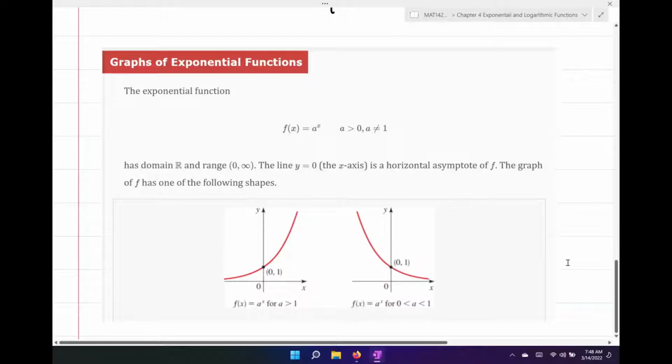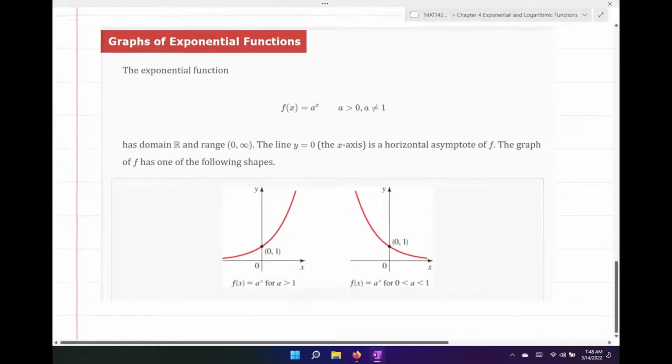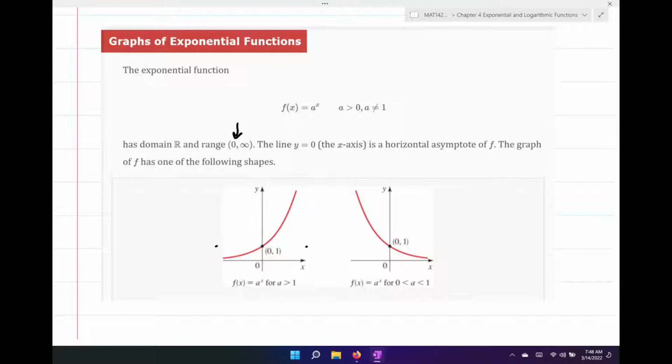All right, and here we go right here. So we got this nice definition that the book has provided for us. The exponential function f of x equals a to the x, where a is greater than 0 and a is not equal to 1, will have a domain of all real numbers. That means no matter how far to the right or how far to the left, you can always use an x value. That's really good. The range, and this is the important one, is 0 to infinity. Notice that the 0 has a parenthesis, which means we cannot include 0 in our range. And that is because the next sentence, the line y equals 0, is a horizontal asymptote of f.